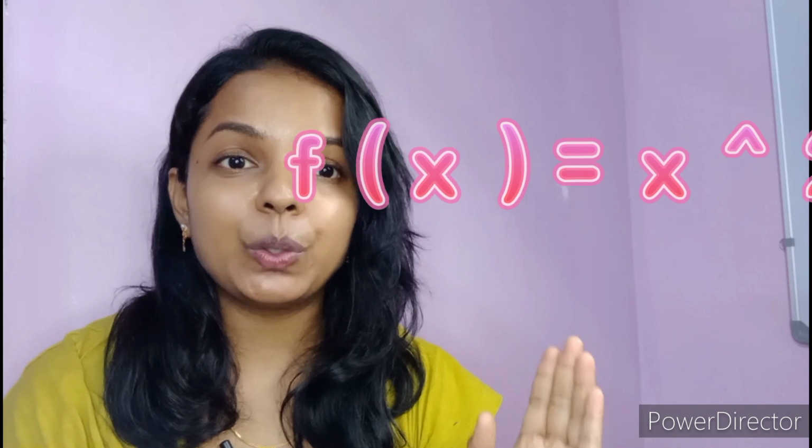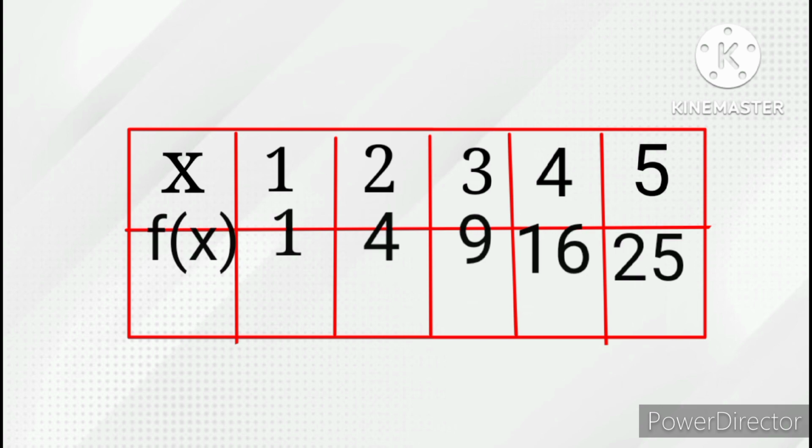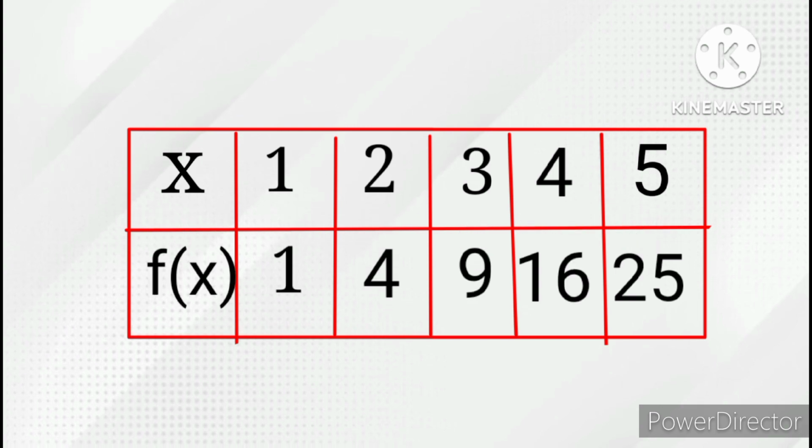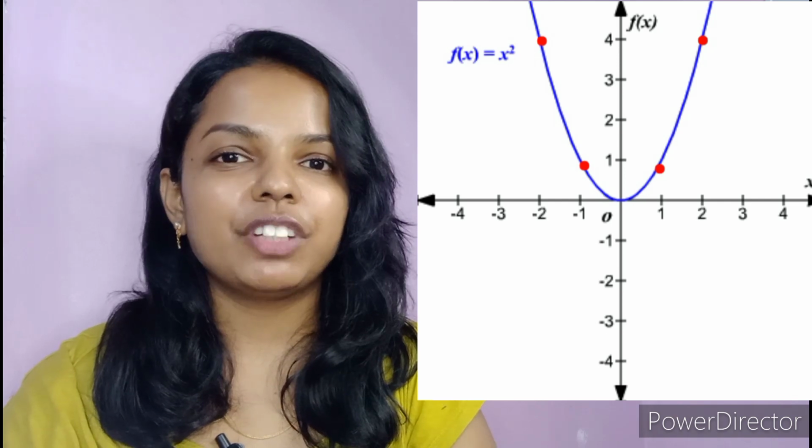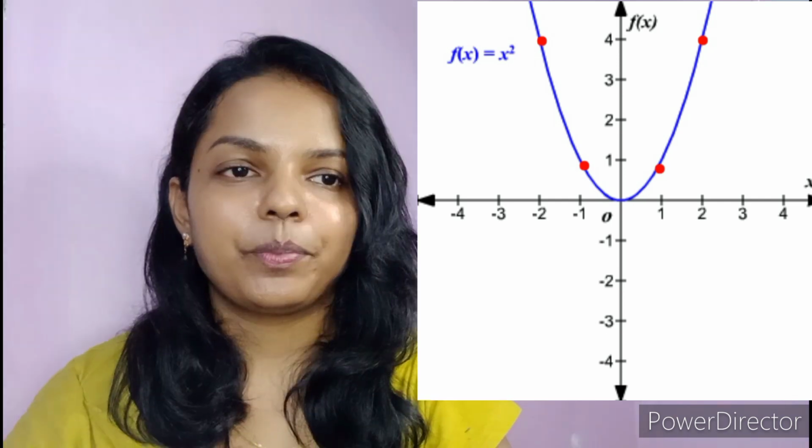To understand the concept of a function much better, let's look at some simple examples. Here is a simple function, f(x) = x². Here f(x) takes the value of x and then simply squares it. Some values of x are given here. As I told earlier, f(x) takes the value of x and then simply squares it. The graphical representation of this simple function looks like this.